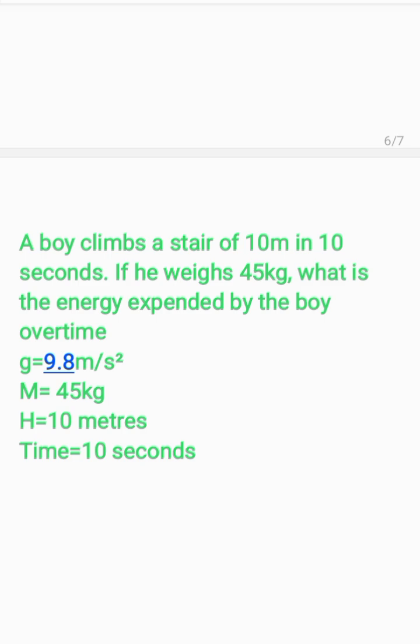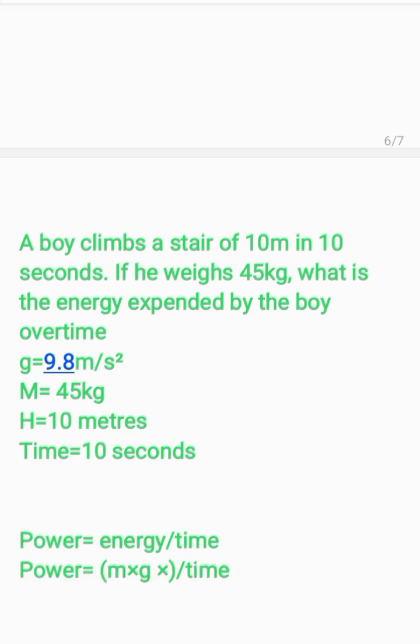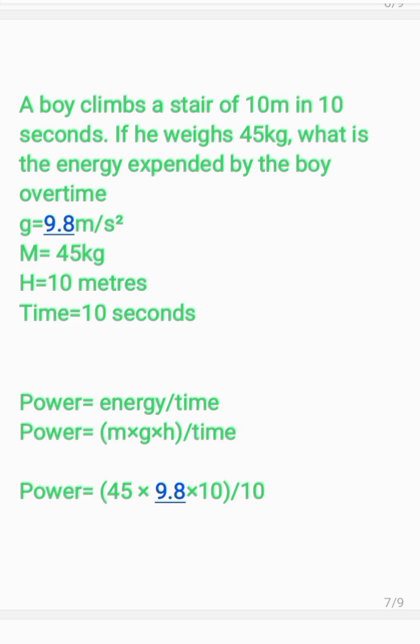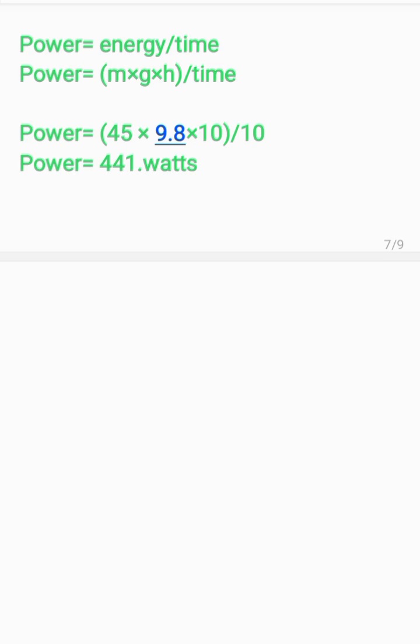Now, using the formula energy over time to calculate the power, we have power is energy over time. Energy is also mgh, so power is mgh over time. Now plugging in all our values, we have that the power is 45 times 9.8 times 10 over 10. Therefore, the final value for the power is 441 watts. Now let us look at one example before we call it a day.